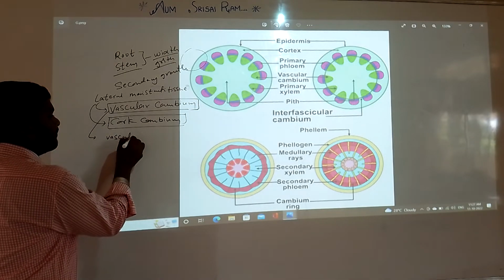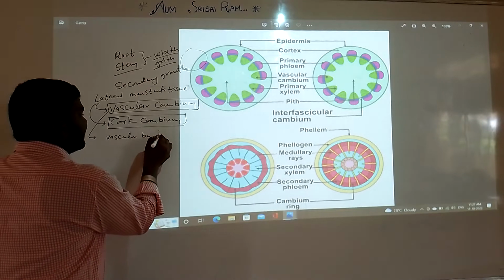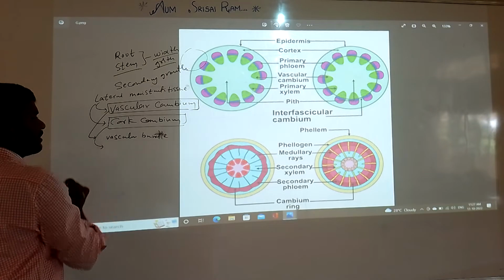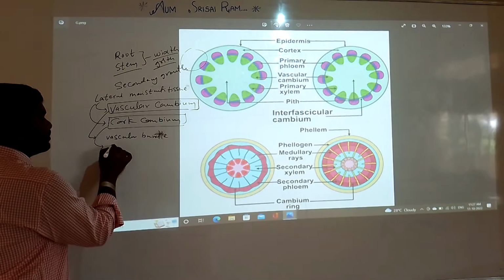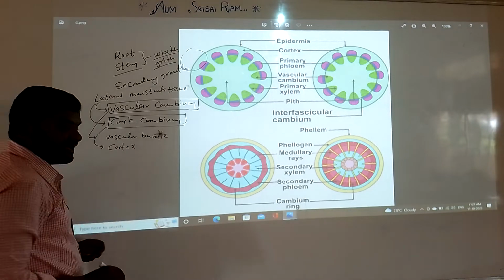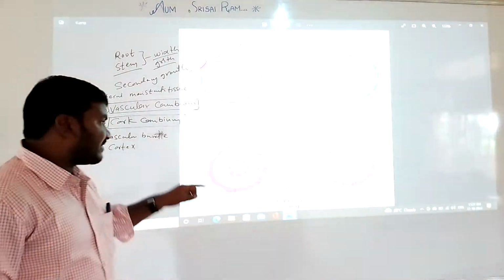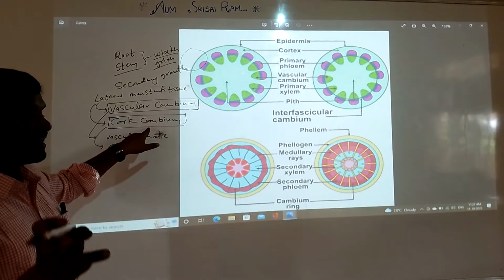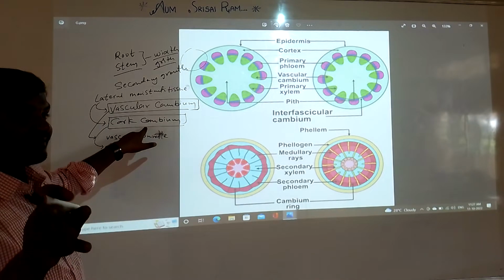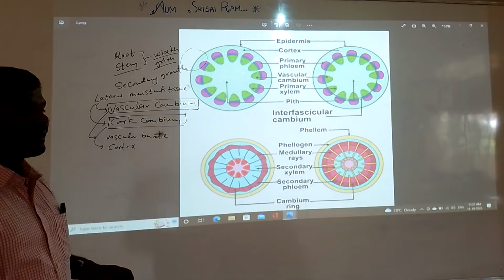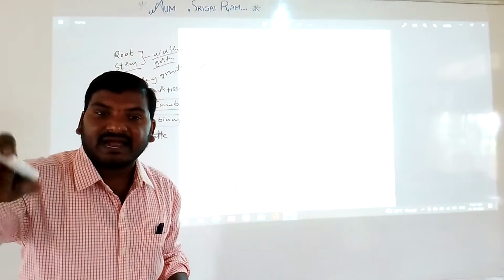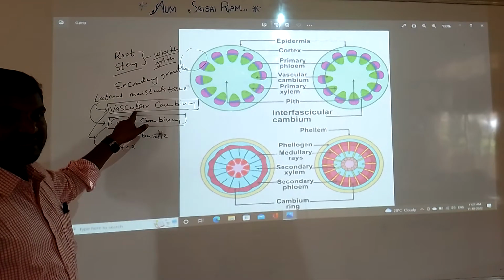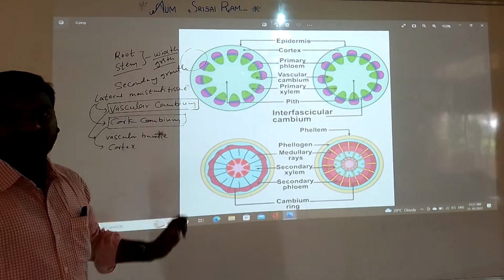Right? The vascular cambium shows growth where? In the vascular bundle. And the cork cambium shows growth where? In the cortex. Get it? The inside of the vascular bundle is taken by the vascular cambium, and the outside of the stele, outside of the vascular bundle, is taken by the cork cambium. Internal and external. Okay? Internal is taken by the vascular cambium, external is taken by the cork cambium.